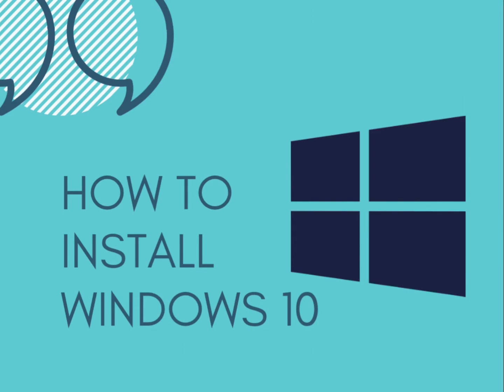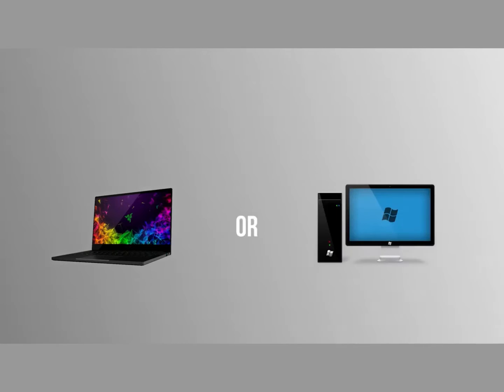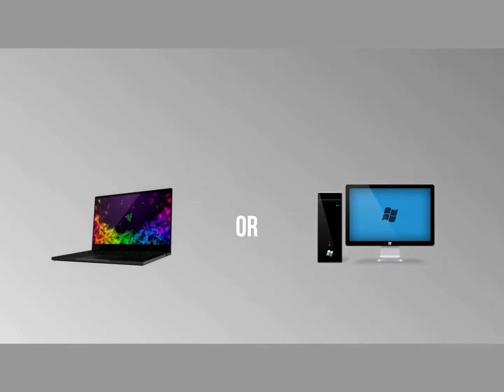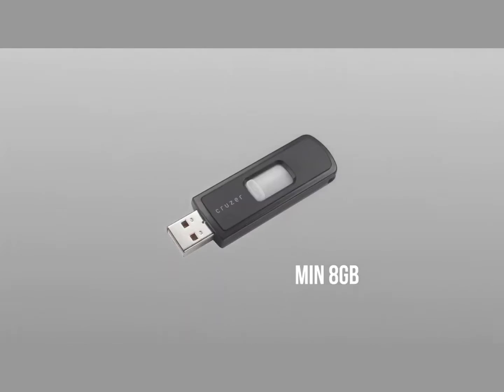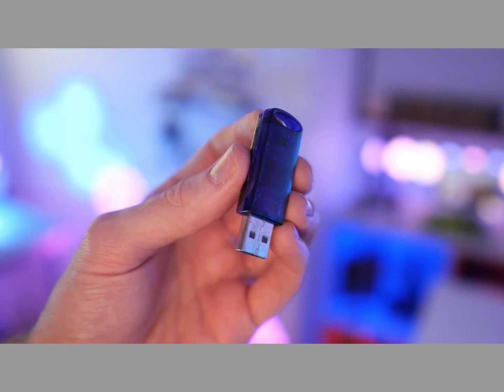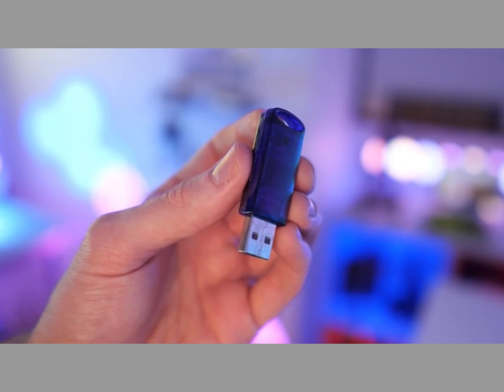Okay, the last section, I will show you step by step how to install Windows 10. Before that, we are going to need access to a laptop or PC so we can download Windows 10. The second thing is a USB flash drive, minimum capacity of 8 GB. Make sure it doesn't have anything important on it.